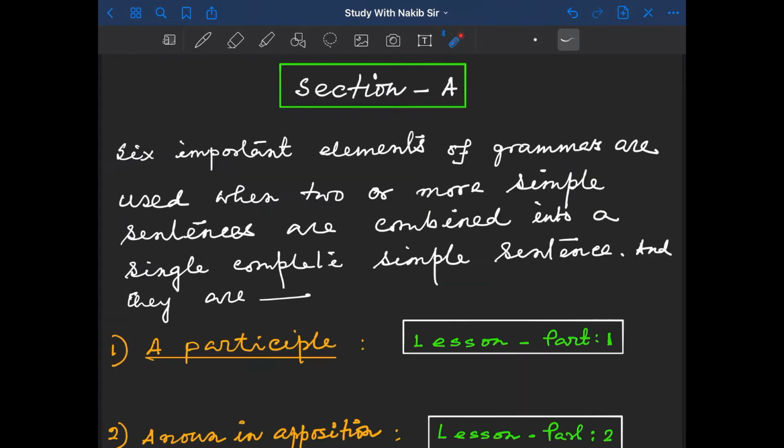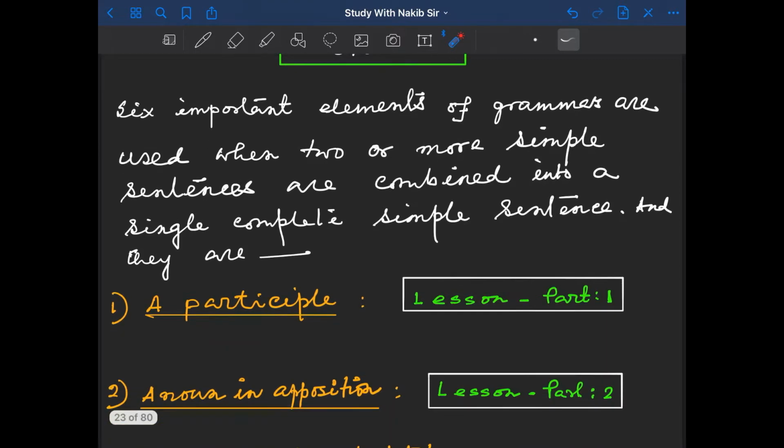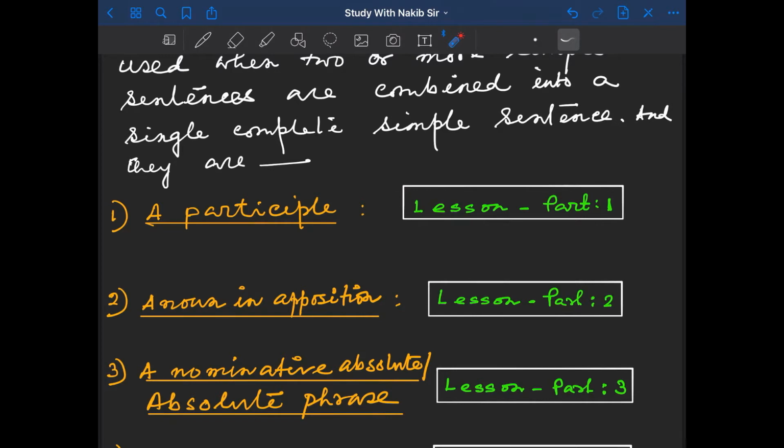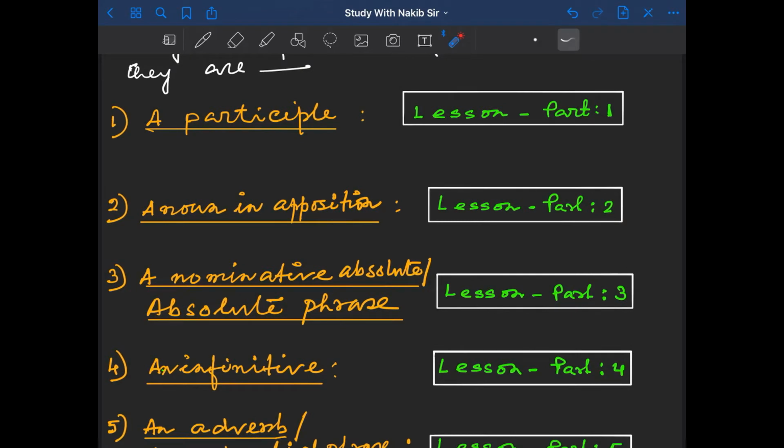Okay. Now section A. In this section, we'll see how 2 or more simple sentences can be combined into a single simple sentence by using 6 important elements of grammar. And these are the 6 important elements. Number 1, a participle, originally part of lesson part 1. If you want the detailed discussions, go to that part and watch. Number 2, noun in apposition, lesson part 2 originally.